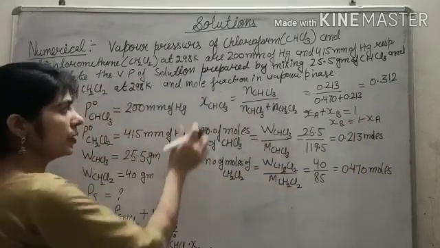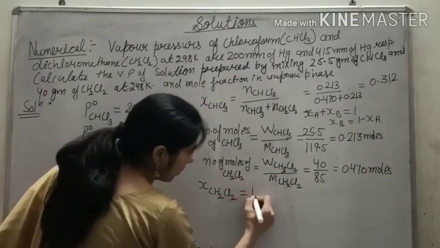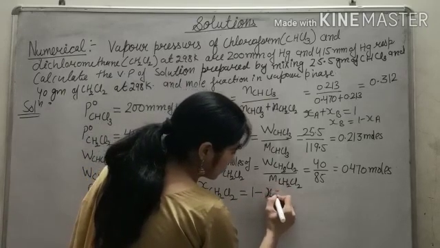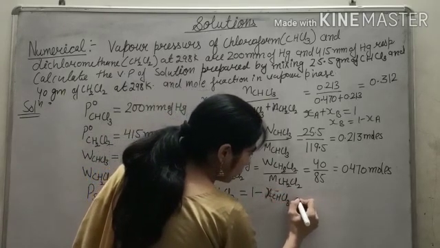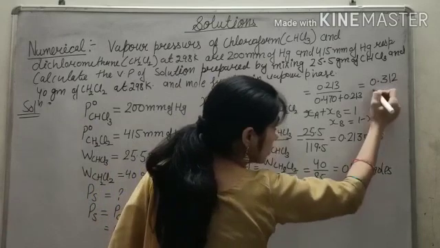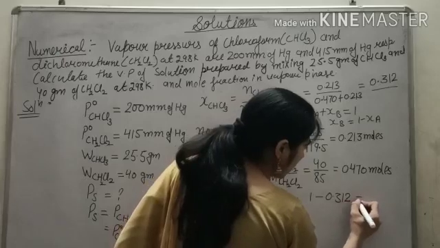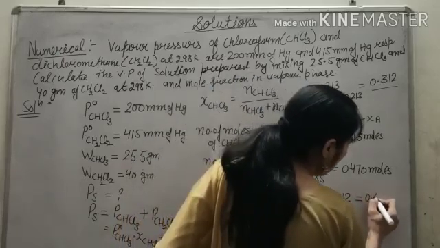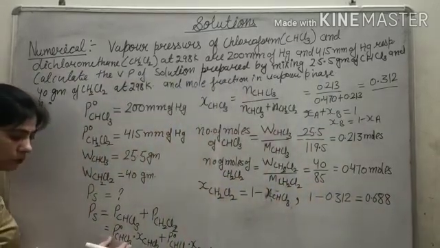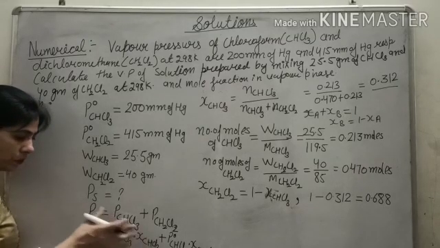Similarly, we can easily calculate the mole fraction of CH2Cl2 by this formula. Now put the values: 1 minus 0.312, and it is equal to 0.688. Okay students, now put the value of vapor pressure of chloroform in the pure state and the mole fraction in this formula.